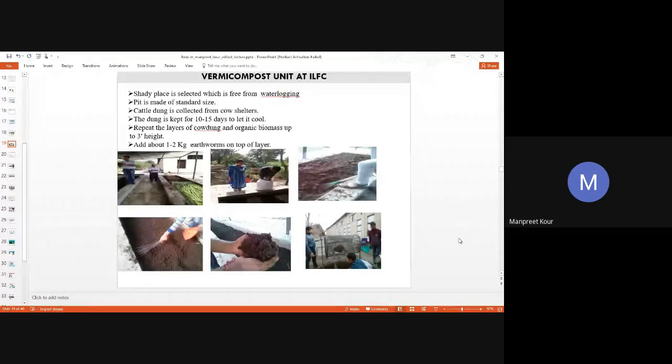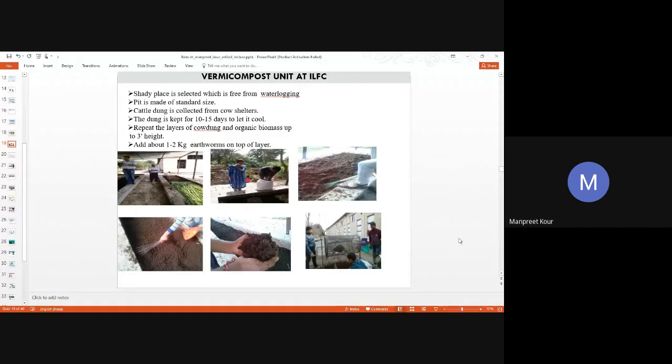Then we have to repeat the layers of cow dung, because when we go for composting, we have to see that the C/N ratio is maintained. C is carbon and N is nitrogen. For nitrogen, green material is used, and for carbon, dry substances like straw, newspaper, cardboard. But we have a lot of straw. This cow dung also contained the bedding material for our animals, so it has enough straw mixed with it, so we don't use more of it.